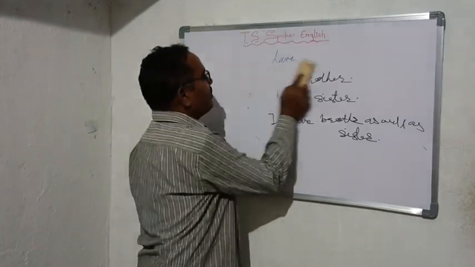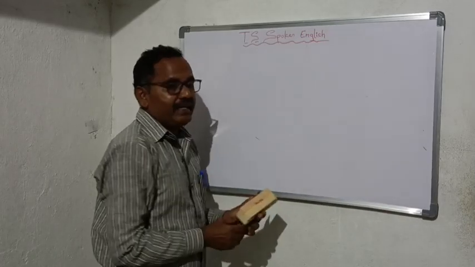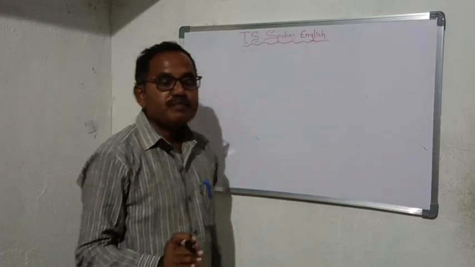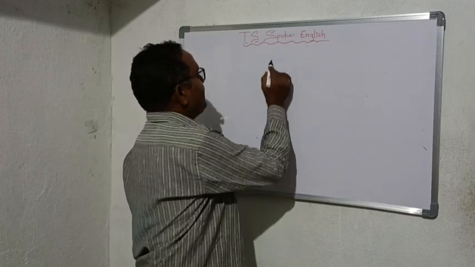Now come to the next one. What is the next? You take. I am explaining. What is the meaning of I? First person singular. Here see.